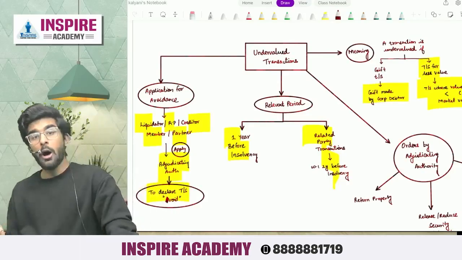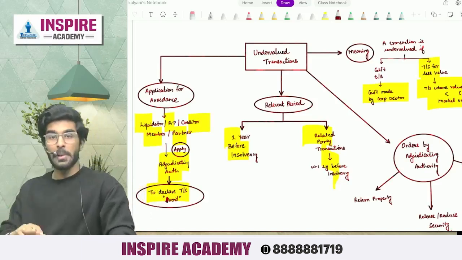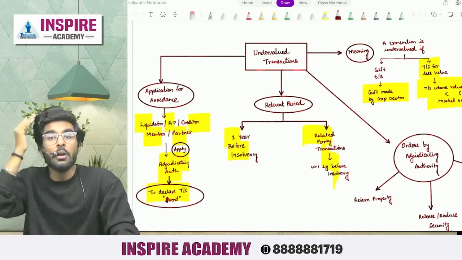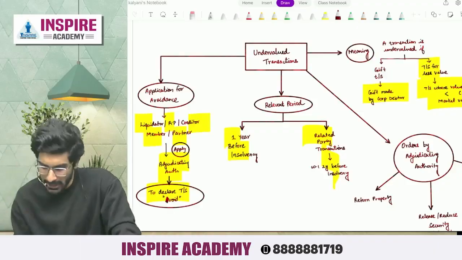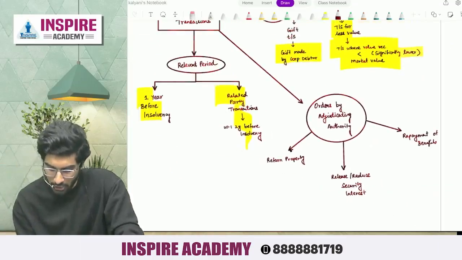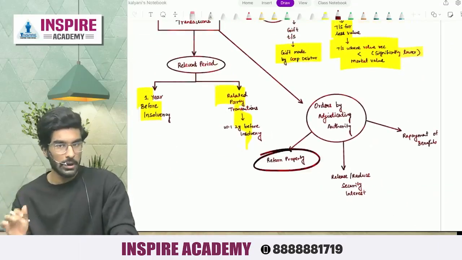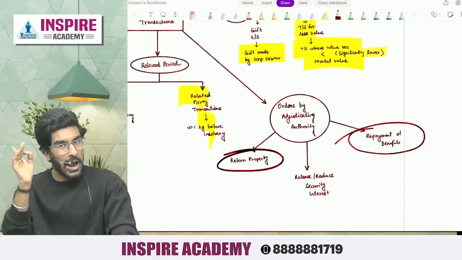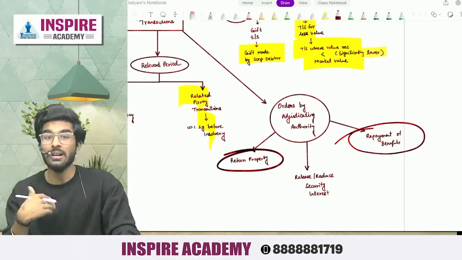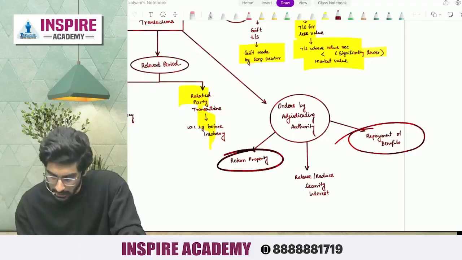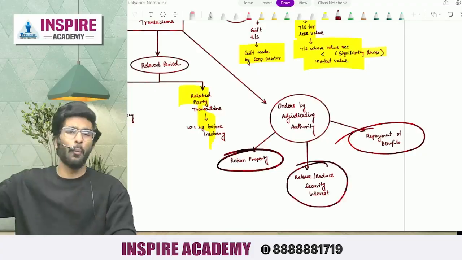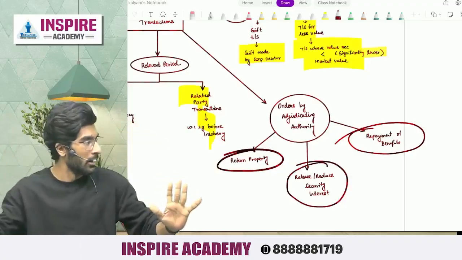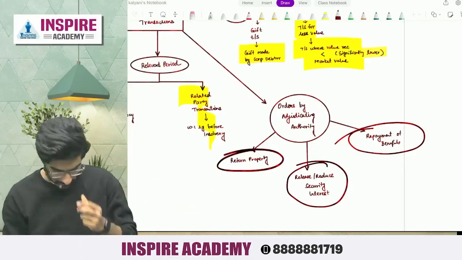Perfect. Now that the following categories of people have given an application to make sure the transaction is declared void, what all orders can be given by NCLT? Number one is they will ask to return back the property. Last is they will ask to repay the benefits, and number two is they will ask to release or reduce the security interest. Very, very simple, people. We are understanding every single law using logic, people. Yes or no? Perfect.